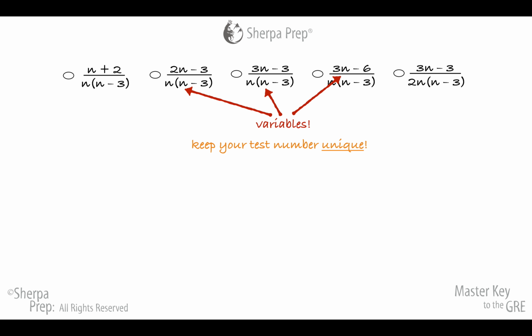Stay away from any numbers you see in the question, any numbers you see in the answer choices. For example, if this were my problem, I would let n equal 7 because 7 is unique. I don't see it in the question and I don't see it in the answers.